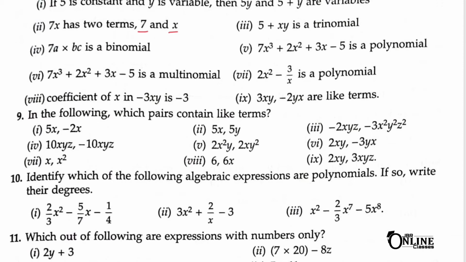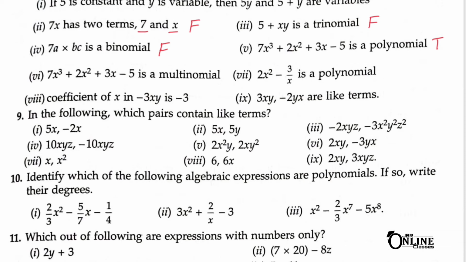Next, 5 plus xy is a trinomial. No, it's false. It's a binomial. 7a into bc, is that a binomial? No, it's a monomial. So again false. 7x cube plus 2x square plus 3x minus 5. How many terms are there? Total 4 terms. So 4 terms means you can say this one is multinomial or polynomial. So it's true, definitely, because multinomial and polynomial are the same thing.